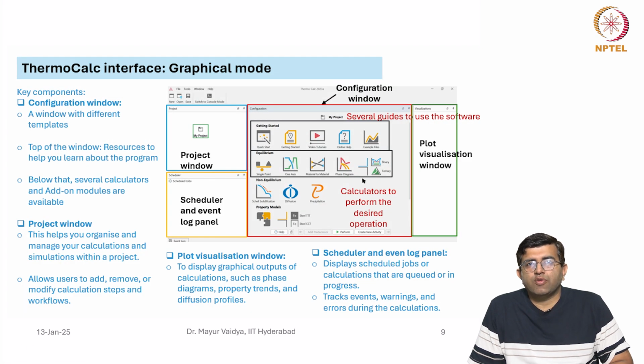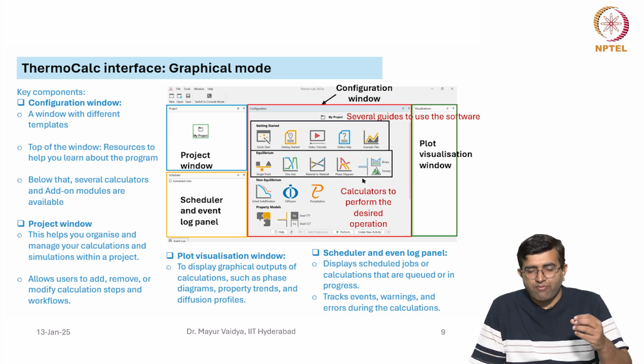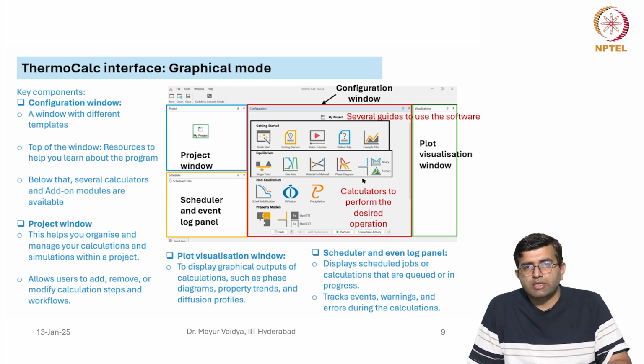Then you have something called the project window, which helps you to manage your calculations and simulations within the project, and it allows you to add, remove, or modify the calculation steps in the workflow. Then you have a plot visualization window, which displays the graphical outputs of calculations such as phase diagrams, property trends, and diffusion profiles.